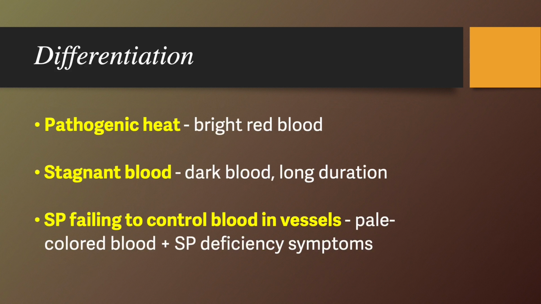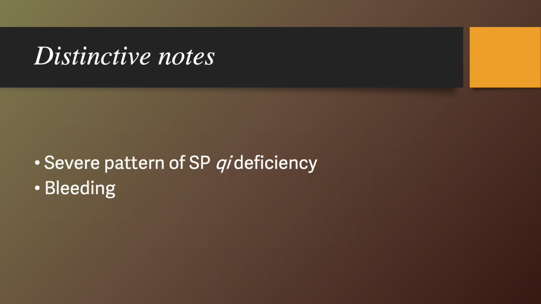This pattern should be distinguished from other patterns that may cause bleeding. Other than trauma, pathogenic heat and stagnant blood may also contribute to bleeding. Pathogenic heat often causes bright red blood, while stagnant blood causes dark blood and often involves a long duration. The spleen failing to control blood in the vessels often causes pale-colored blood coupled with spleen deficiency symptoms. This pattern can be considered a severe pattern of spleen qi deficiency. It can be identified on the basis of spleen qi deficiency with bleeding.